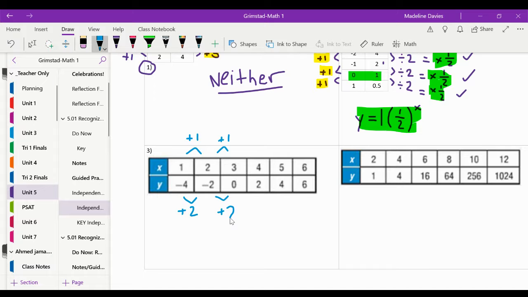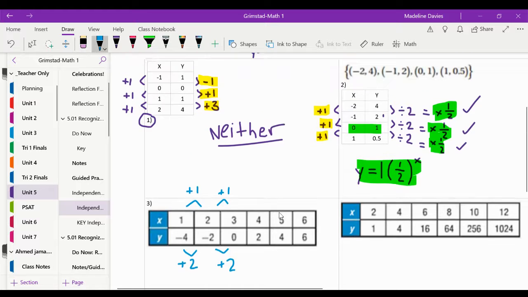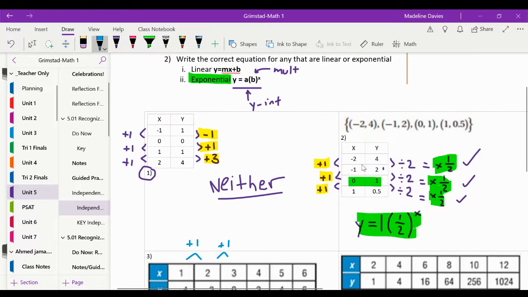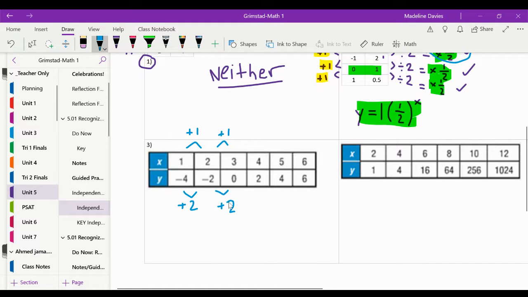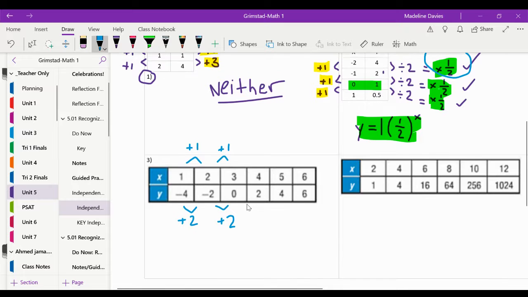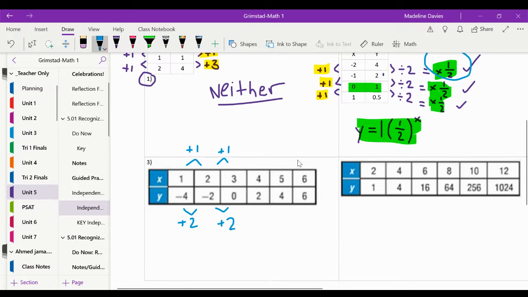Remember, in order to have an exponential equation, we need there to be multiplication. It has to have a multiplier, like this times 1/2. But in this, it's addition all the way through. So if it's not an exponential equation, which one is it?